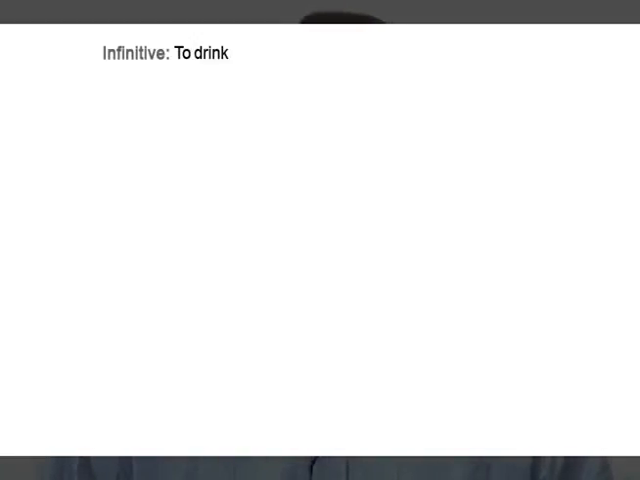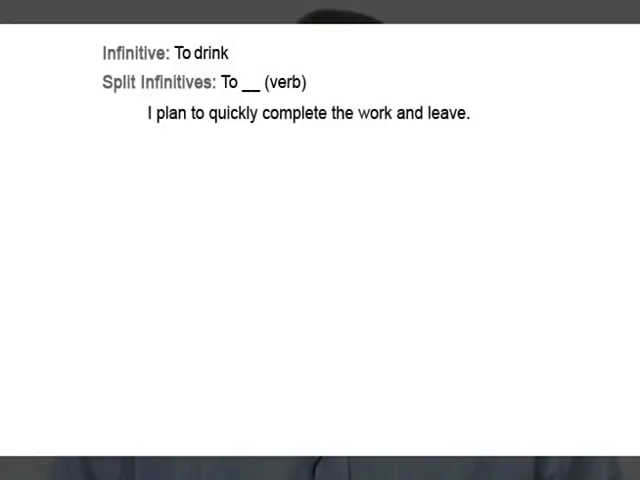And a problem can occur if you split the to and put words in there, and then you put the verb in. So to, and then other words, and then the verb. That's a split infinitive. I plan to quickly complete the work and leave. Sounds good. To our ear, it sounds okay. But that is a split infinitive.